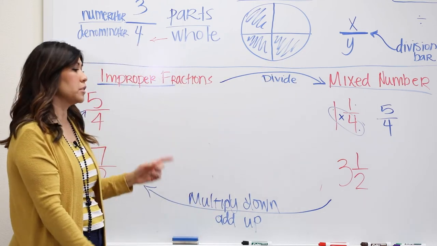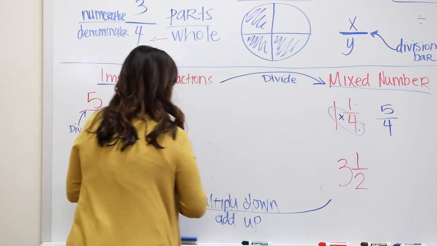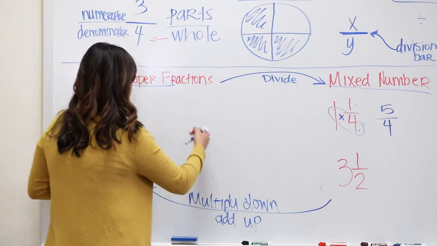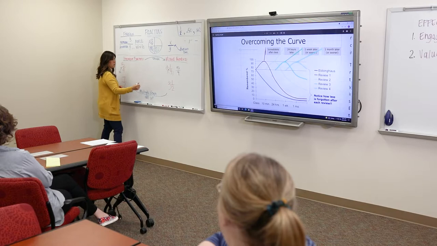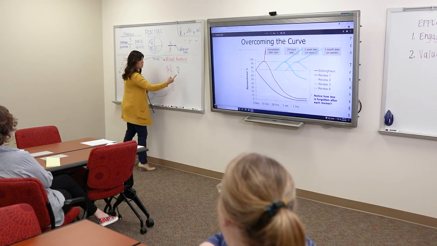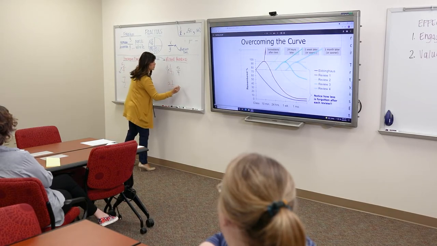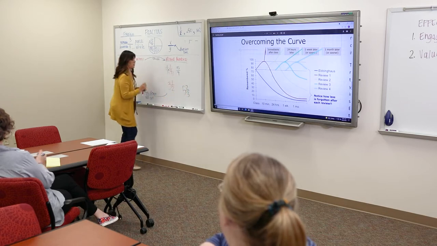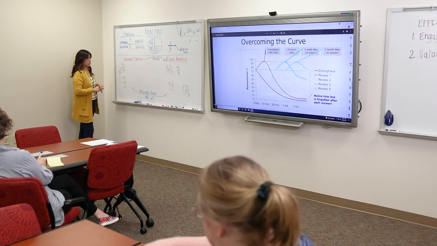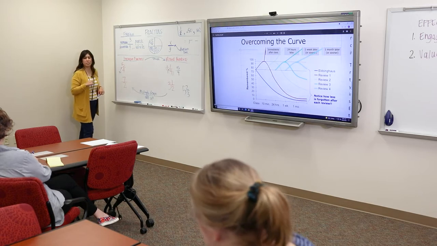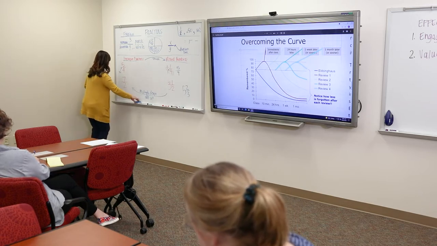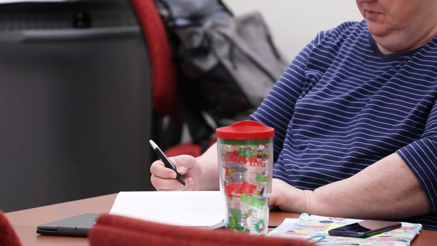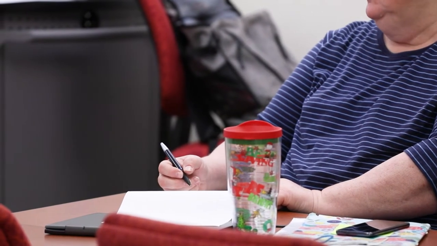Okay, so now you're going to do one. You're going to go down in your notes, so I don't have any room. And you're going to give me this improper for this mixed. You don't want to draw that. Nobody likes to draw thirds. They're like peace signs, really hard. What did you get, Diana? 17 over 3. Do you agree? Agree?